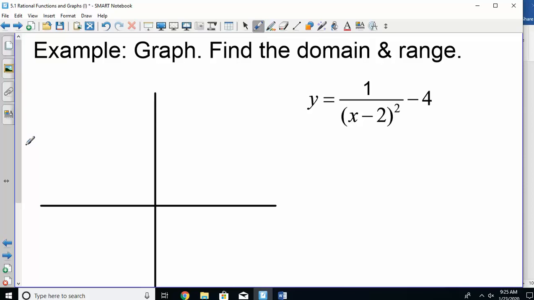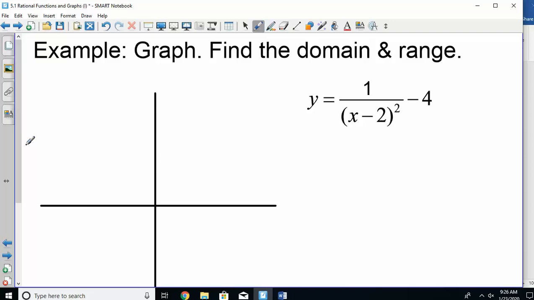Your vertical is what makes the bottom 0. So that would be at 2. Or if you think your vertical asymptote starts at 0, the -2 would move it to the right 2, so it ends at 2. So our vertical is x equals 2. Our horizontal asymptote usually starts at 0. What's this -4 going to do? Down 4, so where's your horizontal going to end? Y equals -4. Now, I'm not saying you can't graph it to answer those, but I just wanted to show you, you don't necessarily have to have a graph to give me those asymptotes.